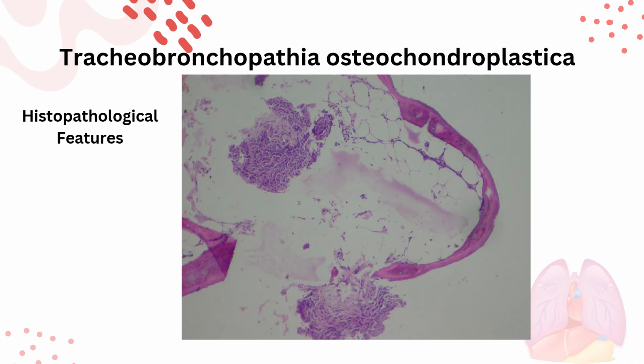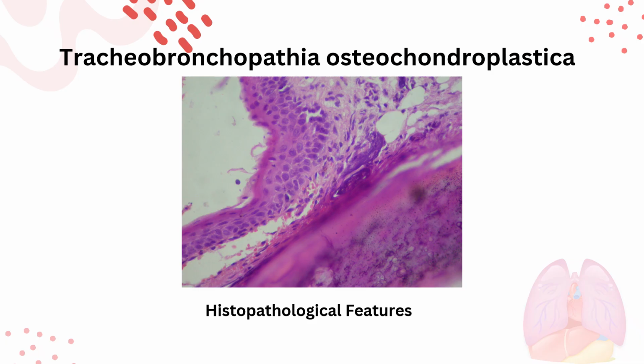Here you can see bone formation with adipose tissue and some inflammation around. This is high power view. Here you can see surface squamous metaplasia, which is metaplastic squamous epithelium with metaplastic bone.